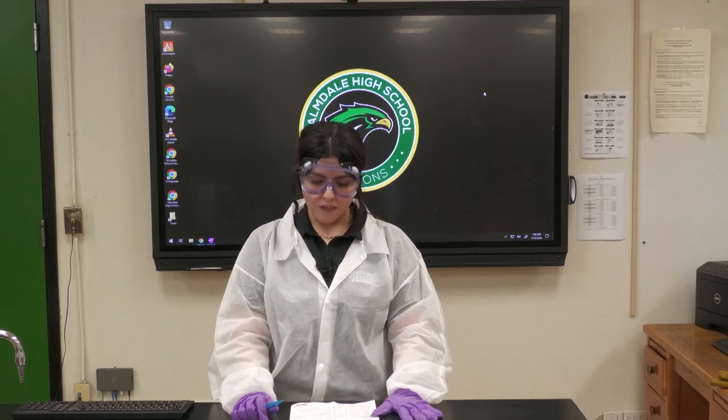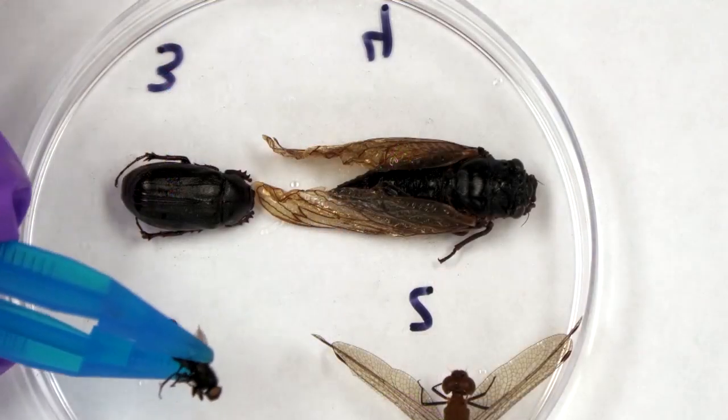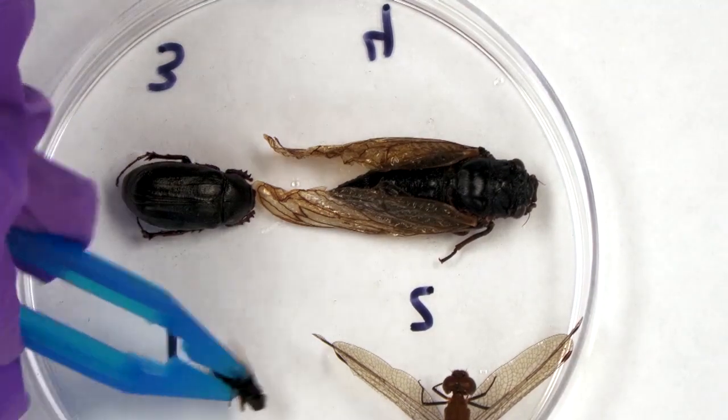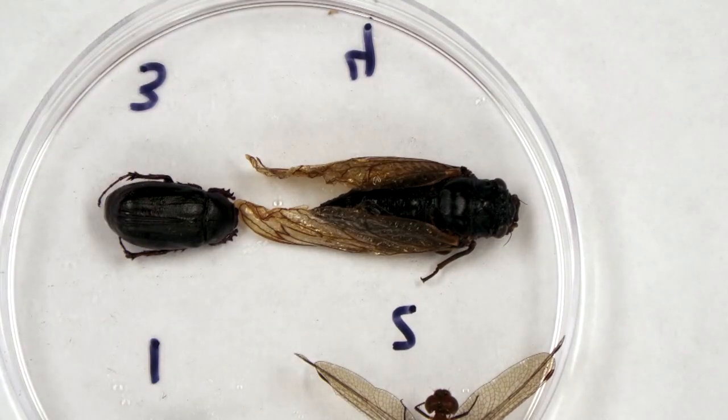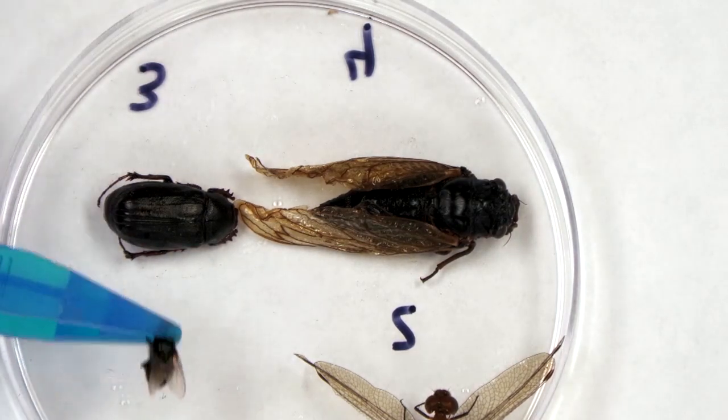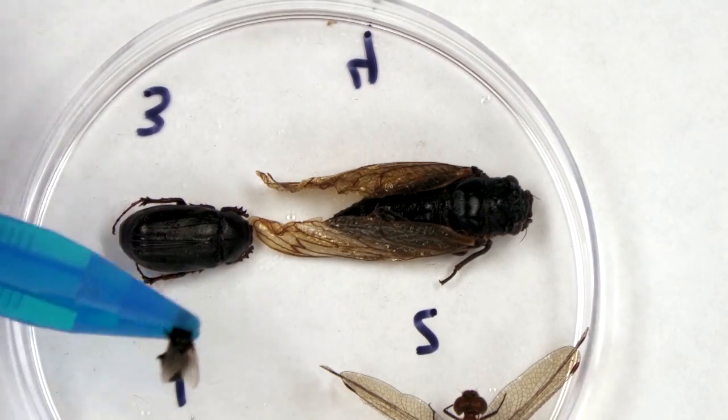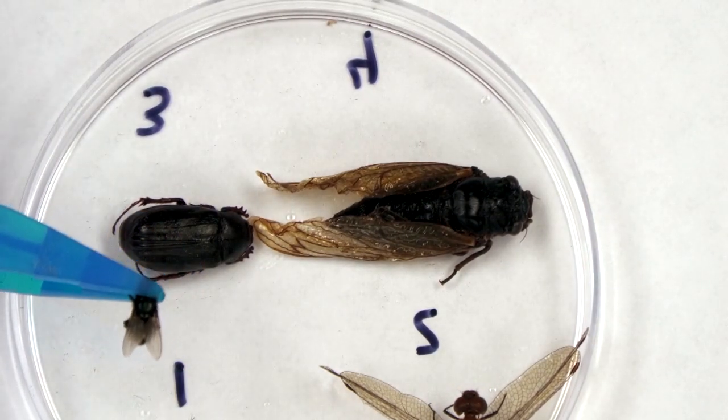But without further ado, we can continue and start with our very first organism, number one. So here we have an organism, and the key to using these dichotomous keys is to start at the very beginning. We'll see at the top of the description, it starts with number one, and it gives you the option between two characteristics. Number 1A is with wings, and 1B is without wings.